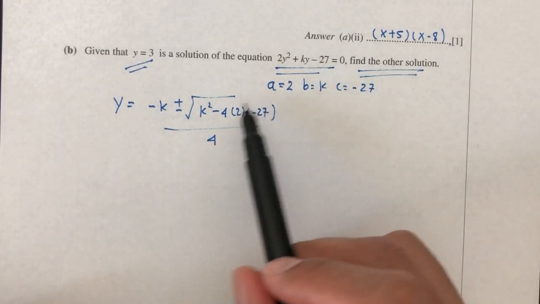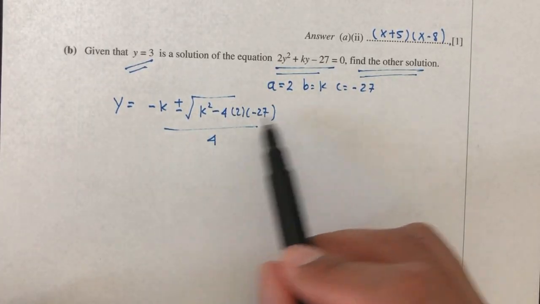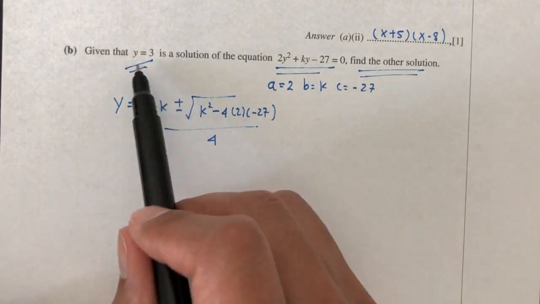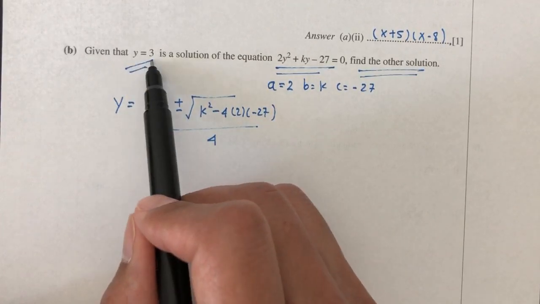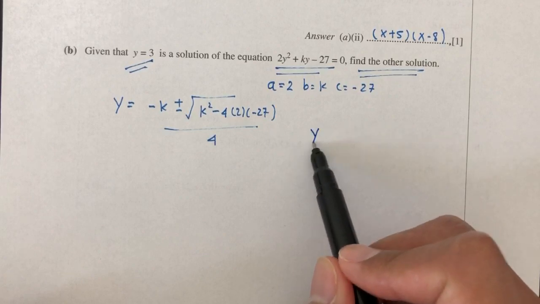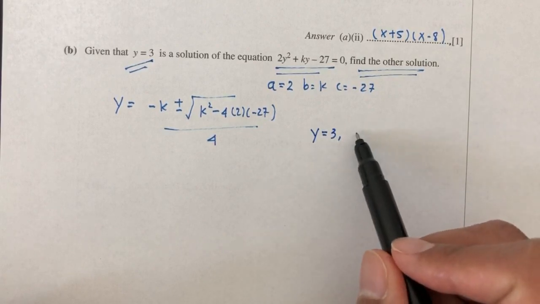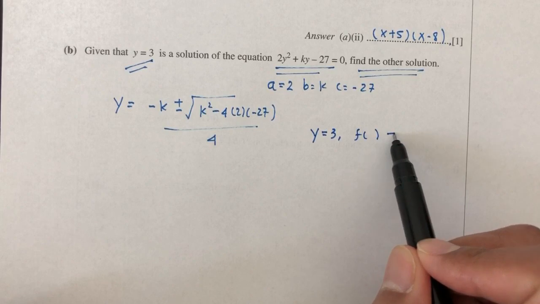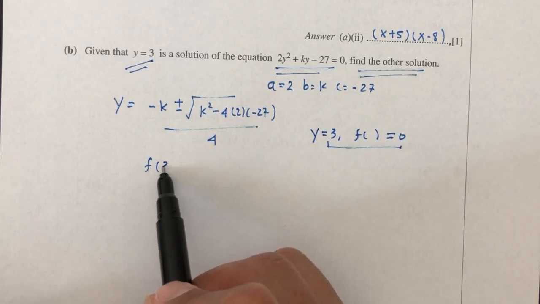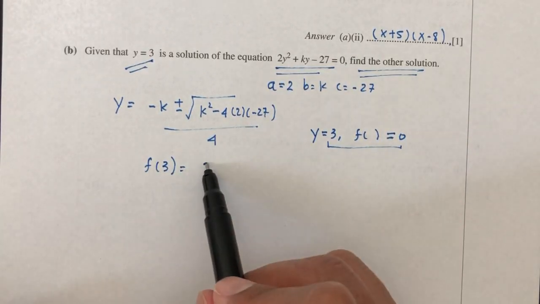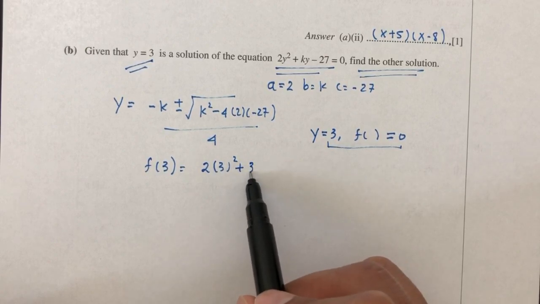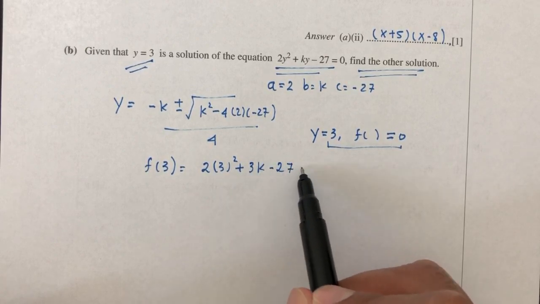Okay, this one will actually be more tough to find this way, because we have k squared here and all that. So what we can do is find the meaning. What does it mean that y equals 3 is a solution of this? It basically means that if you replace the value of y with 3, your equation will become 0. This is what it means. So let's do that. Replacing y equals 3, that will be 2 times 3 squared plus 3k minus 27 equals 0.